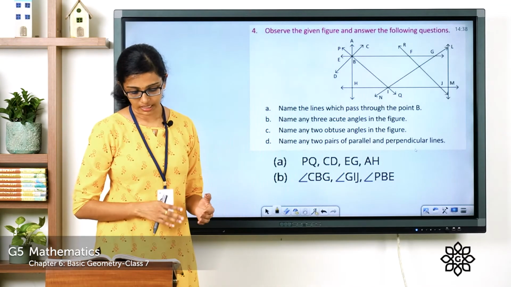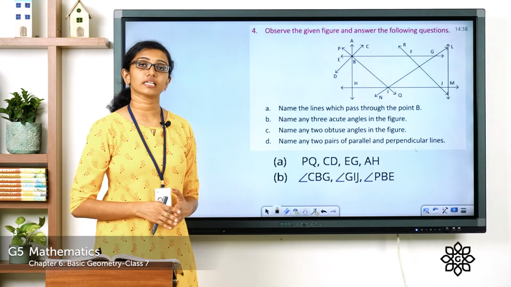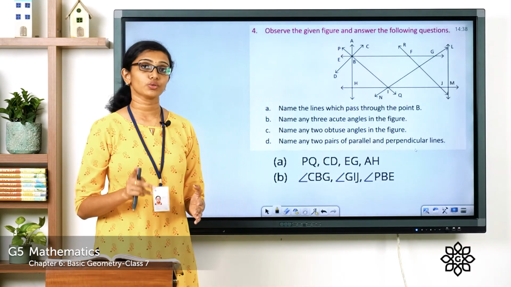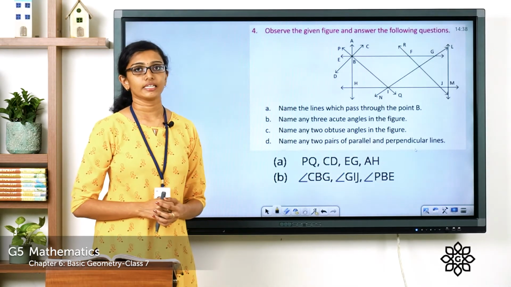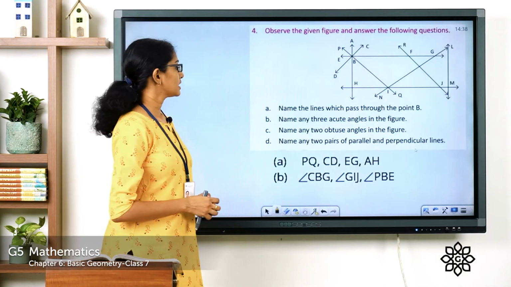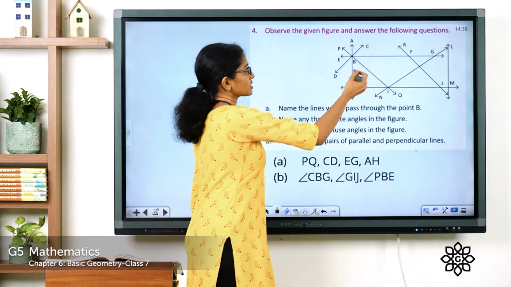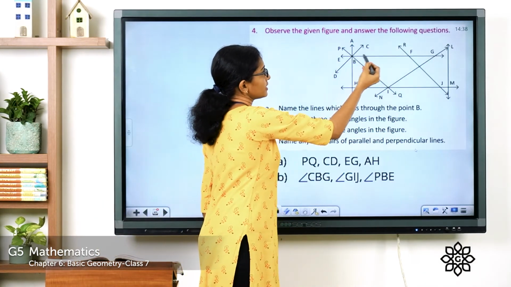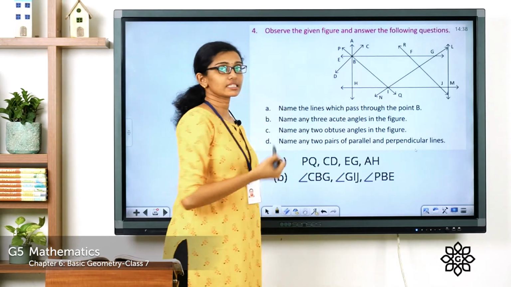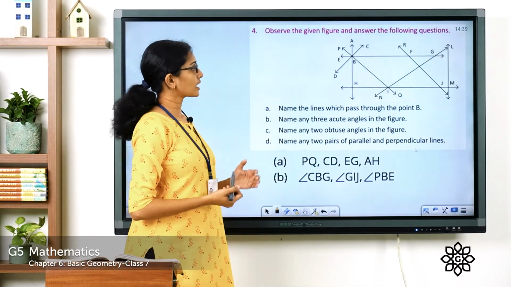Now the second question, name any 3 acute angles in the figure. So acute angles are those which measure less than 90 degree. So which are the acute angles? Angle CBG. See this, CBG. This one is less than 90 degree. So that is one acute angle.